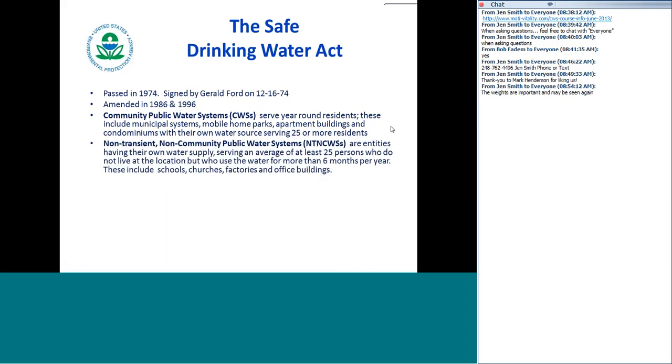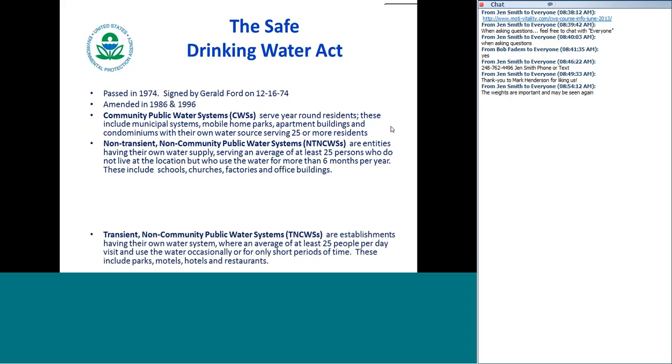They're non-transit, non-community public water systems. So the NPN CWSs are entities having their own water supply, serving an average of at least 25 people who do not live at the location but who use the water for more than 6 months per year. Those include schools, churches, factories, and office buildings.